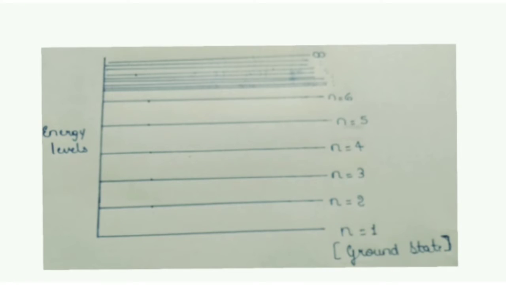Before moving to the question, let's understand some basics. Here are the energy levels: n is equal to 1 is the first energy level, also called the ground state. Remember it. n is equal to 2 is the second energy level, n is equal to 3 is the third energy level, and so on up to infinity.